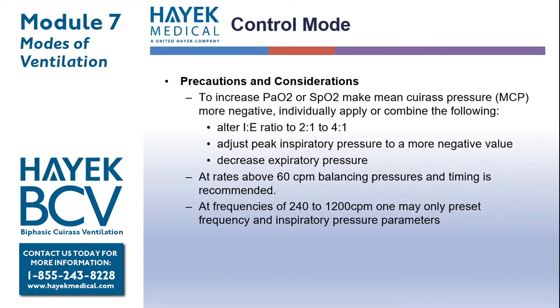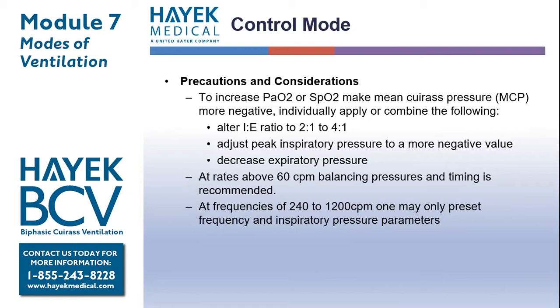To increase PaO2 or SpO2, make mean cuirass pressure more negative. This is how we affect oxygenation with the Hayek. The mean cuirass pressure is a surrogate for end-inspiratory lung volume, similar to a peak value that you might see on positive pressure, more probably the mean airway pressure, but this is the average of pressure within the cuirass itself. It's not airway pressure, but is a direct reflection of how much end-inspiratory lung volume is being left in the lungs. As we decrease the mean cuirass pressure to a more negative mean value, we increase the end-inspiratory lung volume and increase the transfer of oxygen into the lungs.